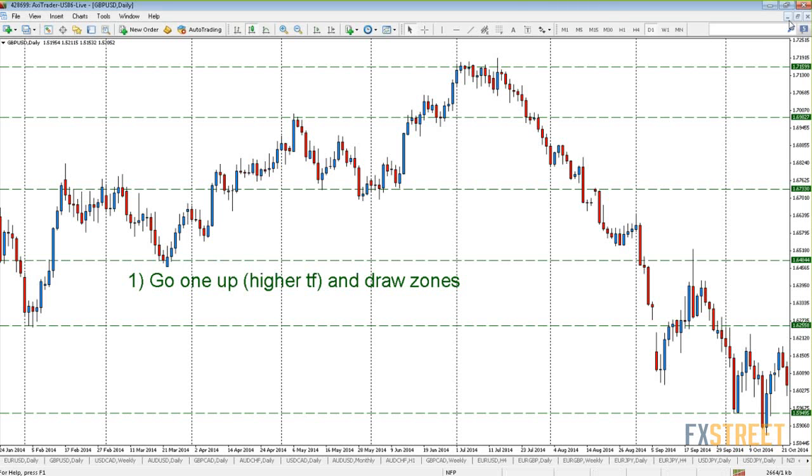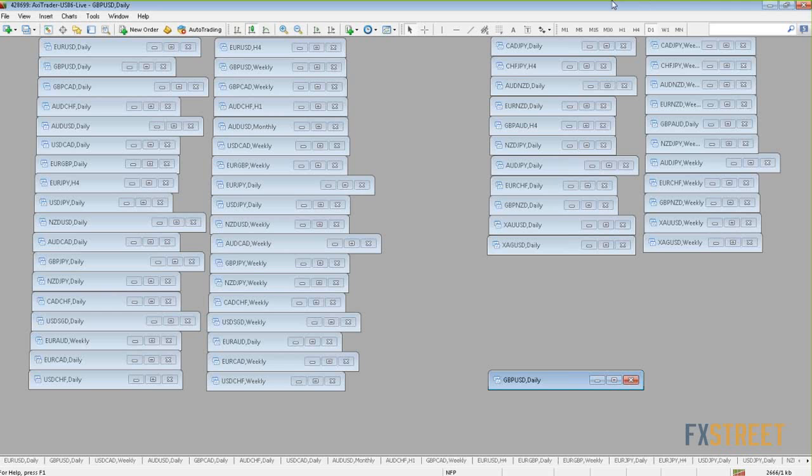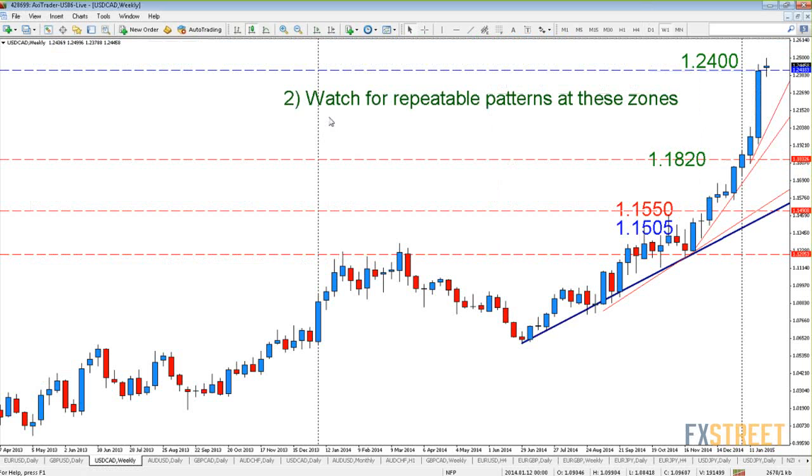Next, number 2, which we were talking about on the Canadian dollar chart: once the market gets to these zones, we're looking for repeatable patterns at these zones. It's not enough for the market to get to a zone and then say, okay, that's it, the market's going to reverse. It's not enough to do that.